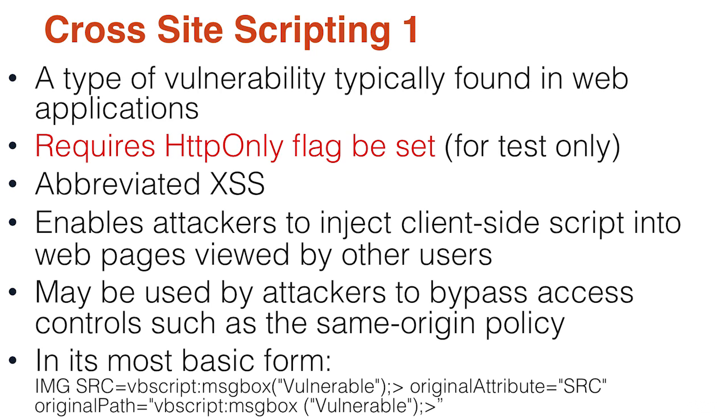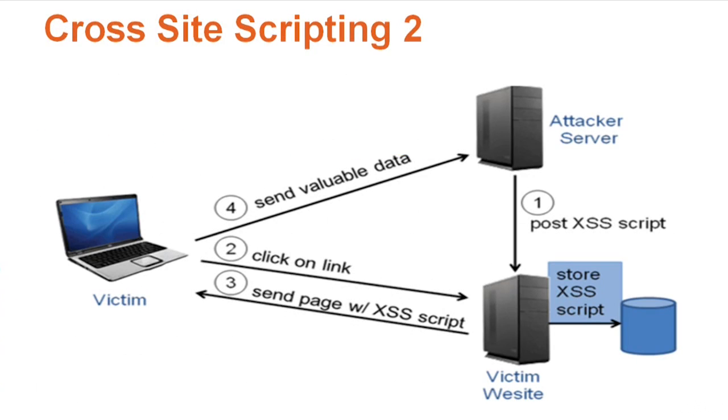And in its most basic form, this is what it'll look like. Image source equals vbscript.messagebox vulnerable. So when you click on something, you'll see that pop up. The original attribute equals source. The origin path equals vbscript.messagebox vulnerable. So anytime you see the word vulnerable pop up, you'll see that that page is susceptible to cross-site scripting. It can be mitigated through output encoding.